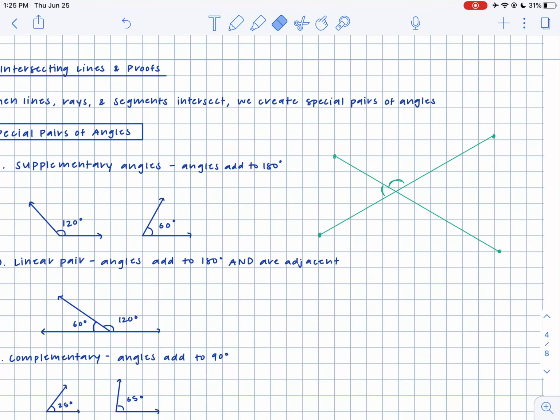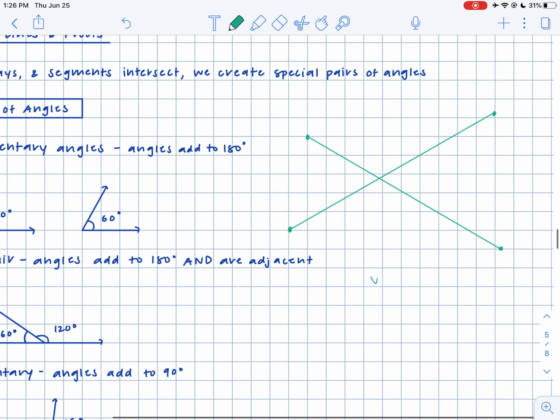Now, what is another special pair we're going to learn today? We're going to learn about vertical angles. Now, what does that mean? Remember linear pair angles were adjacent, which means they were next to each other. Well, vertical angles are actually opposite. They're on opposite sides from each other, okay? So these two would be vertical angles, and these two would be vertical angles, because they are on opposite sides.